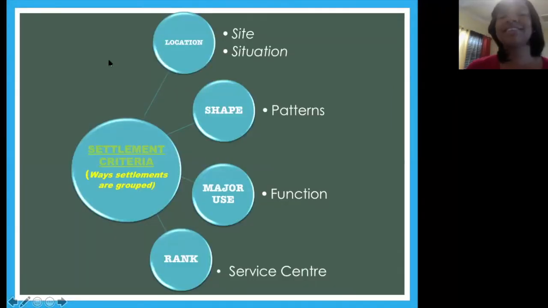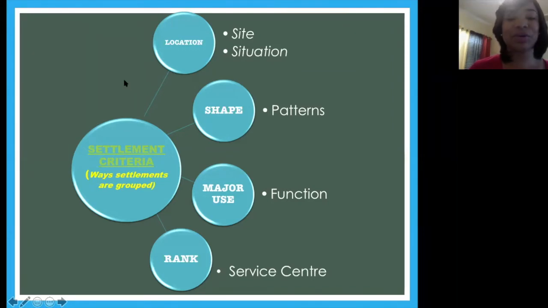So yesterday, this is one of our first questions that we looked at. Yesterday, we spoke about our sediment criteria. And what actually is a sediment criteria? These are the 4 different ways in which sediments are actually grouped. Okay? So yesterday, we looked at 2 of these. Yesterday, we were able to look at location and we were able to look at rank. Today, in our lesson, we're going to focus on the remaining 2, your sediment shapes and your function or the major use of a sediment.